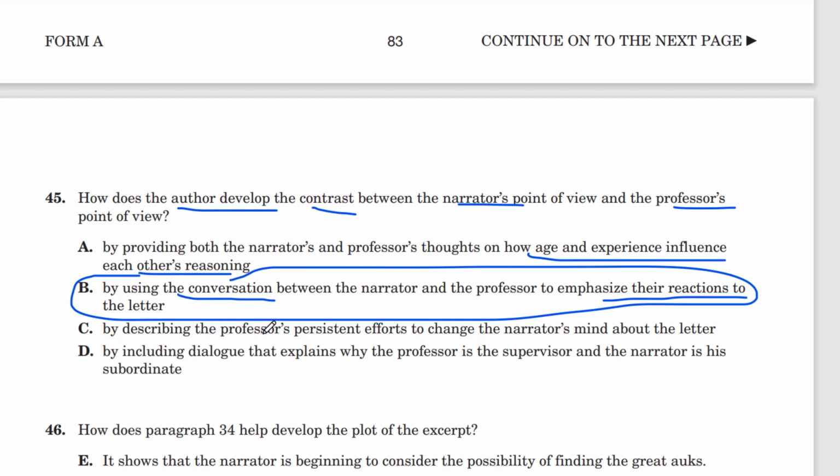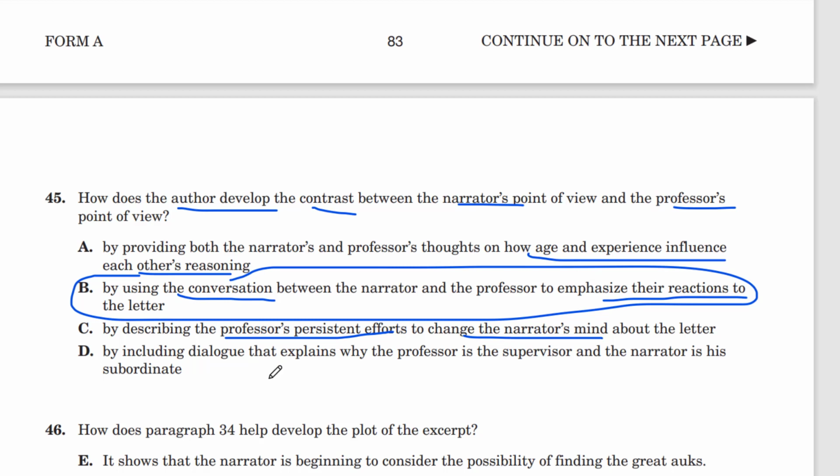C, by describing the professor's persistent efforts to change the narrator's mind. Okay, that's mixing up facts, a typical wrong idea. The professor's persistent efforts to change the narrator's mind? No, it's the opposite. The narrator, if anything, is the one trying to change the professor's mind by saying these auks couldn't possibly exist. They're extinct. The professor simply says, I believe the letter. Okay? And he doesn't try to change the guy's mind.